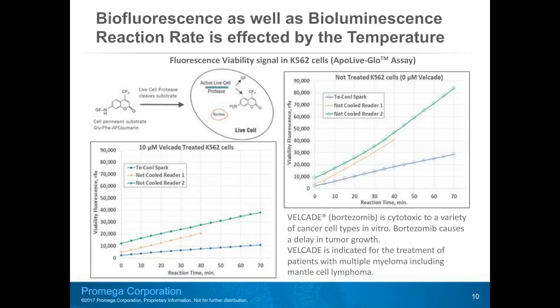In reactions with the anti-cancer drug Velcade and the K562 cells, lower left graph, protease in apoptotic cells becomes inactive and AFC production is significantly slower, producing significantly lower fluorescence signal. In an actively cooled T-cool reader, the reaction rate is slower and the fluorescence signal is lower in comparison to the signal obtained on the not cooled reader.